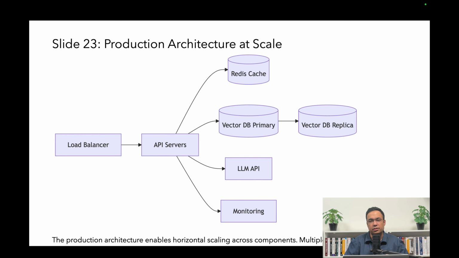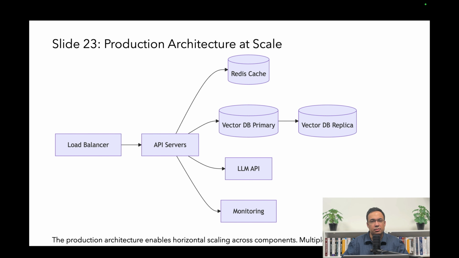The production architecture should enable horizontal scaling to handle thousands of concurrent queries reliably. Multiple API servers sit behind a load balancer which distributes incoming requests across the servers. This provides redundancy, so if one server fails, others continue serving traffic without interruption. It also scales your compute capacity. When you need more throughput, you simply add more API servers.